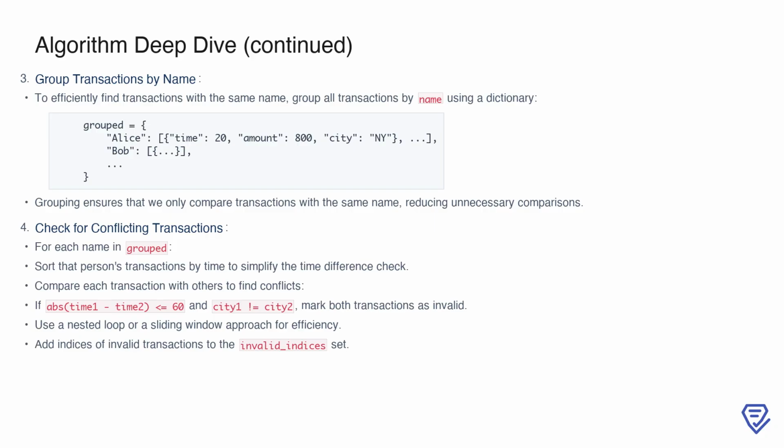The transactions are sorted by time to simplify the comparison process. Sorting ensures that transactions close in time are positioned next to each other, and this helps us efficiently identify conflicts. For each pair of transactions within the same group, we check two conditions. First, the absolute difference in their times must be 60 minutes or less. Second, the transactions must occur in different cities. If both conditions are met, both transactions are marked as invalid by adding their indices to our invalid_indices set. Using a nested loop or a sliding window approach allows us to perform these checks efficiently, minimizing the computational cost.